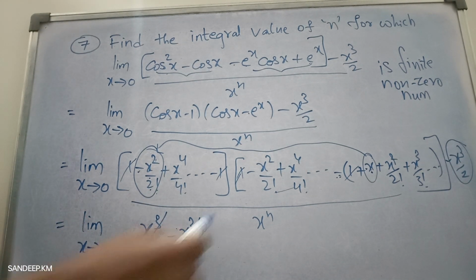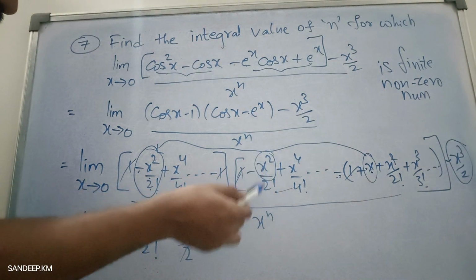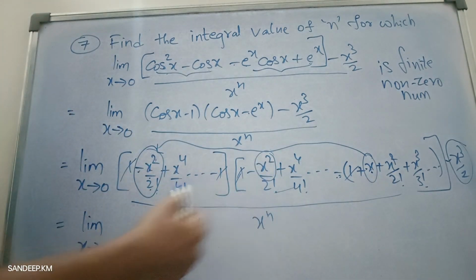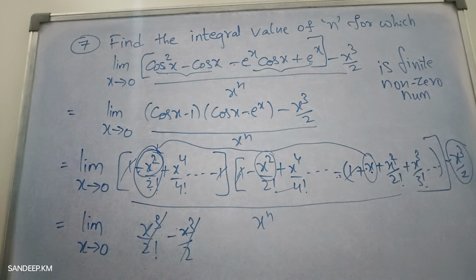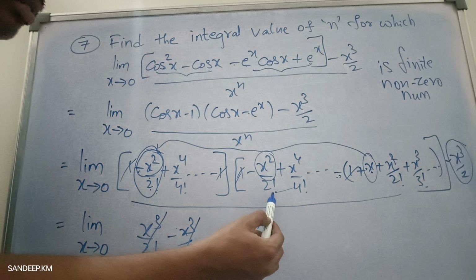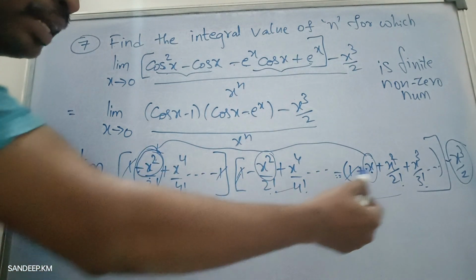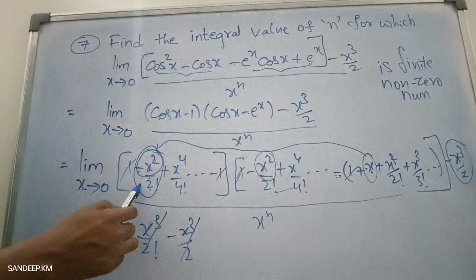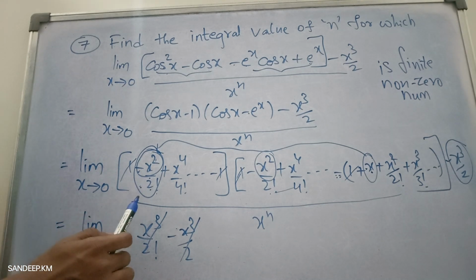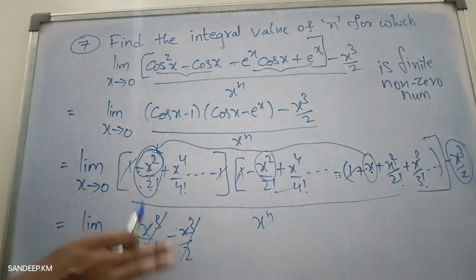Dear students, minus x square by 2 and minus x square by 2, if you add these two, you will get minus x square. Multiplied with minus x square, you will get x power 4. That is the least possible power of x in the numerator. Minus x square multiplied with this person will create x power 4 term. That is the least power of x in the numerator.